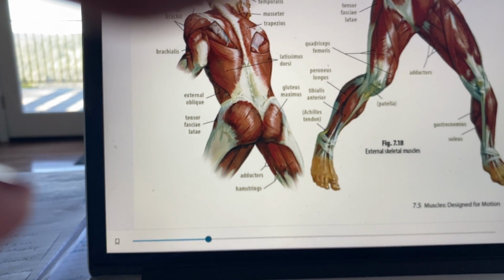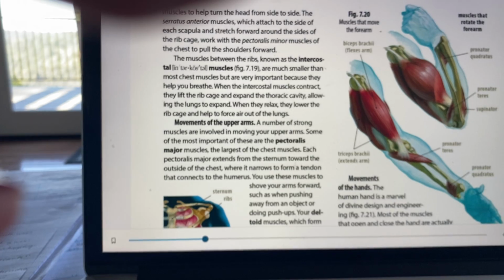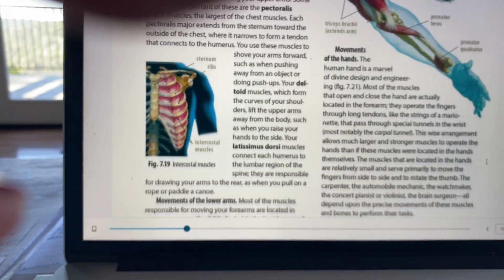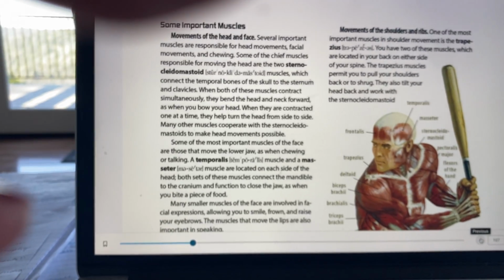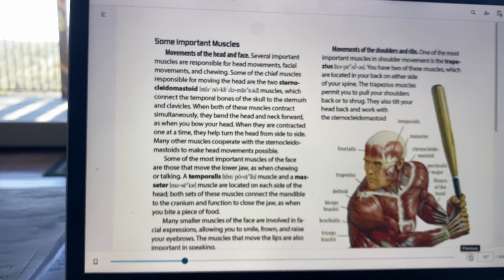See, I wanted to go back to the hands. Movements of the arm. We're going to talk about the movements of the arm, but we're going to do that next section. Let's see, something happened here. I don't know what it's doing, but let's go back.